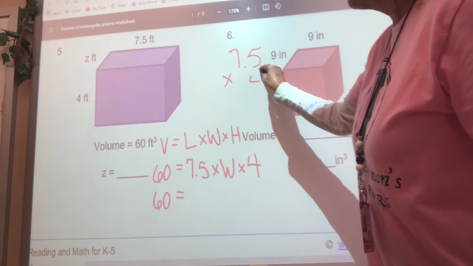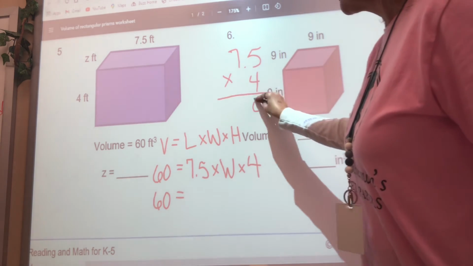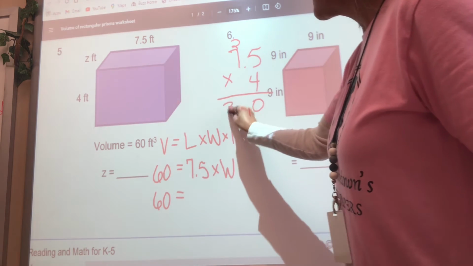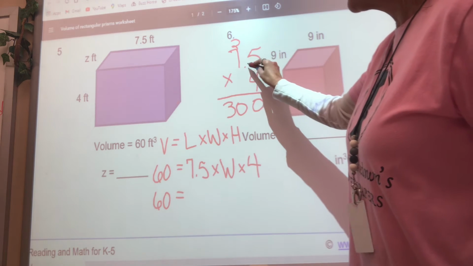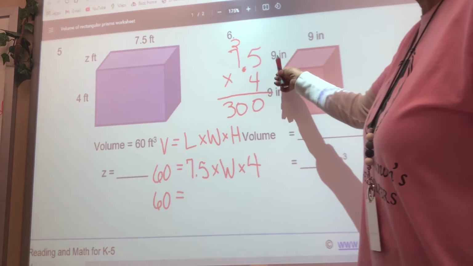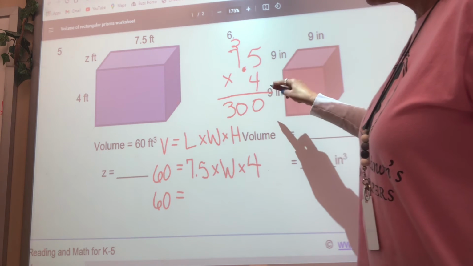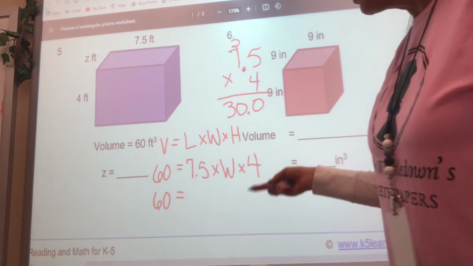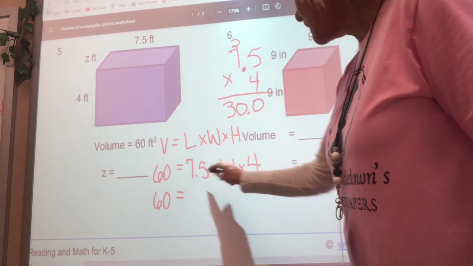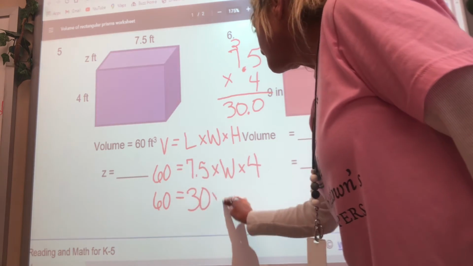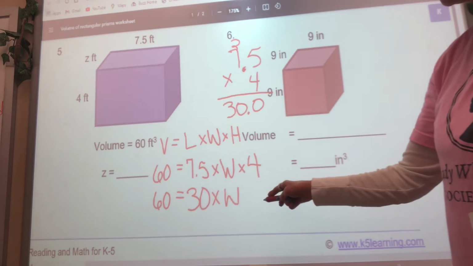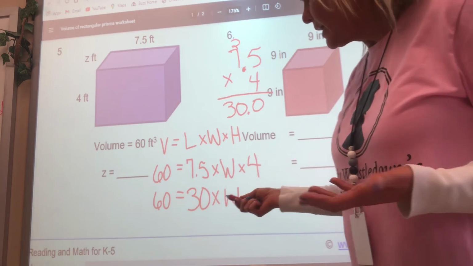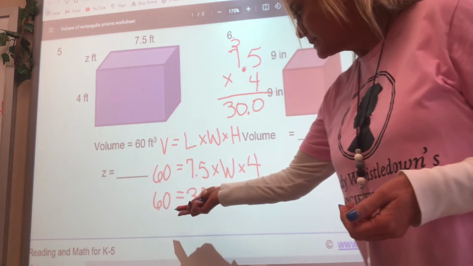7.5 times 4. 4 times 5 is 20. Carry my 2. 4 times 7 is 28. Plus the 2 that I carried is 30. Now, we're working with the decimal. So how many digits are behind the decimal in the whole problem will be behind the decimal in the answer. So that's only 1. So only 1. So what I have together is 30. So I still don't know my width, but I do know my whole volume. So I'm just thinking out loud, what do I have to multiply 30 by to get 60?